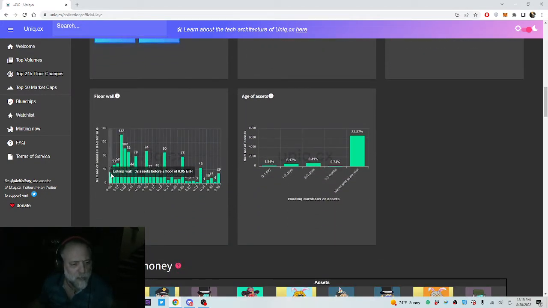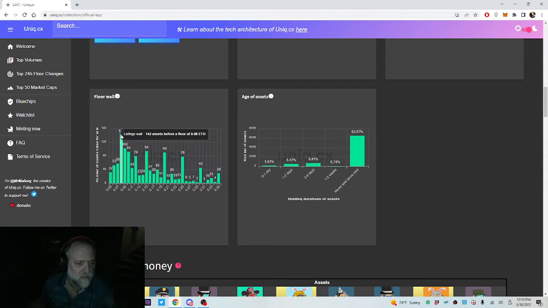Floor wall, for anybody that knows how to read these, tells you how many need to sell before you get to the next wall on the floor. So there's like 32 that are listed below 0.6 ETH. And then you've got to add everything else together for a 0.7, because it goes from 0.6 to 0.7, 0.8, which is the mint price.